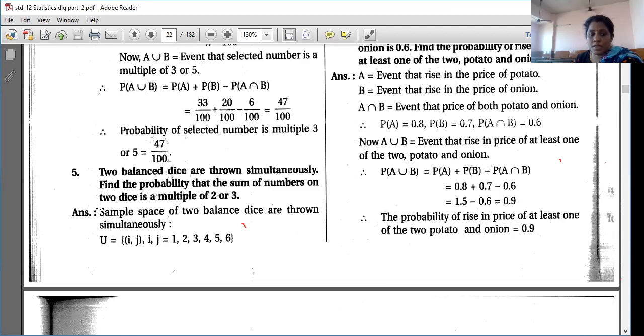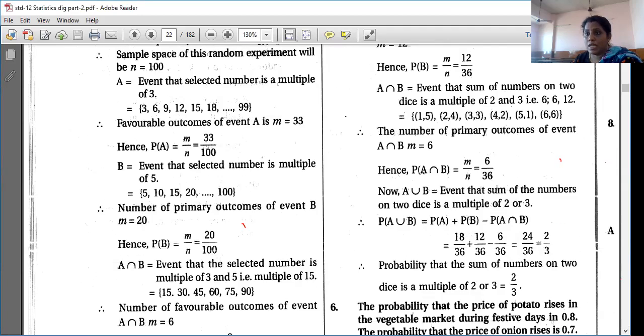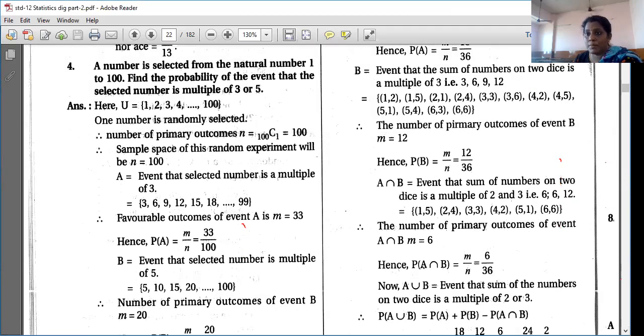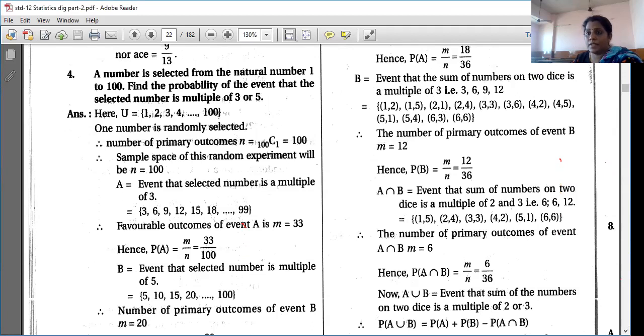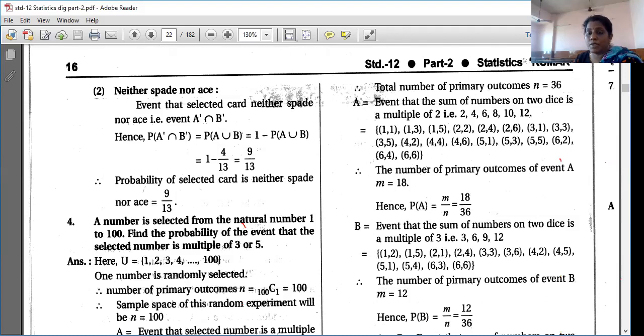Sum of the numbers is a multiple of 2 or 3. Same thing you have to find. It says 2 or 3, so it is A union B. So multiple of 2 will be A and multiple of 3 will be B, and 'or' has come in between, so it is intersection. Sorry, union. Okay, so P of A is a multiple of 2. So what will the multiples of 2 be? The sum should be a multiple of 2. That is 1 1, 1 3, 1 5, 2 2, 2 4, 2 6.